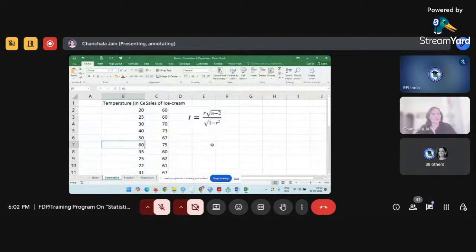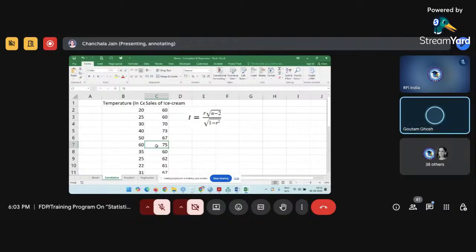If you are ready, you can see we have two variables listed, temperature in Celsius and sales of ice cream. Which type of variable are these? Yes, numeric. Both are numeric variables. Thank you so much, Gautam sir. So both the variables are numeric in nature here, right? We will go for performing the correlation.